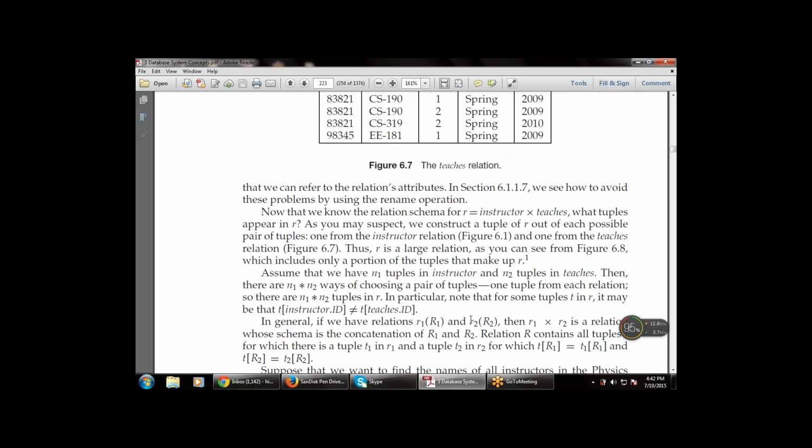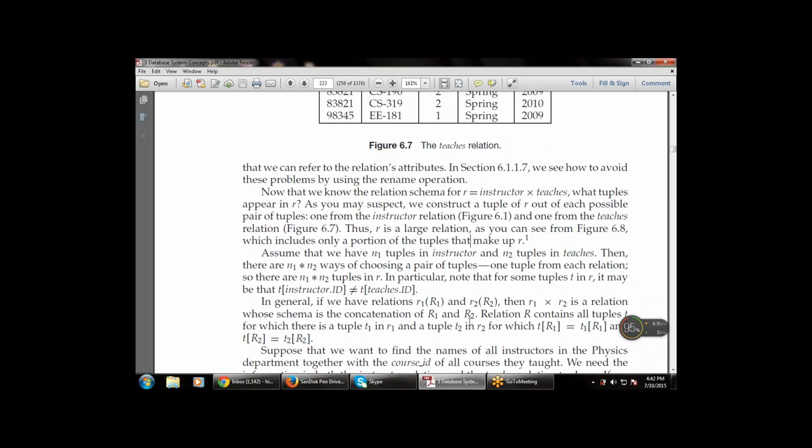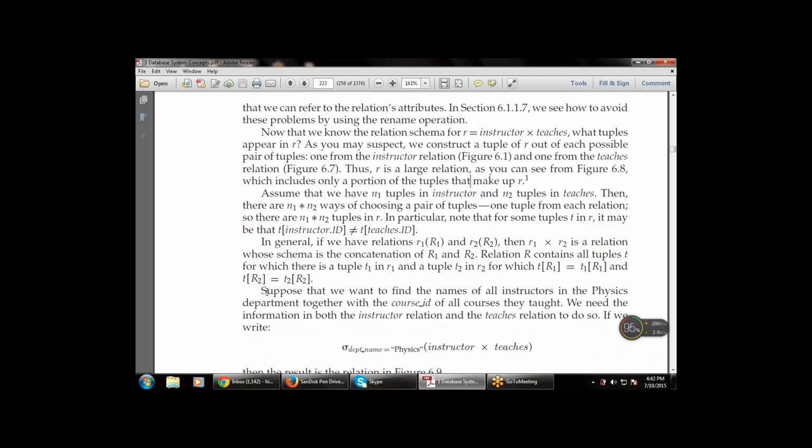In general, if we have the relations R1 and R2, then R1 into R2 is a relation whose schema is the concatenation of R1 and R2. So this is just a multiplication, showing how to use the multiply operation between them.